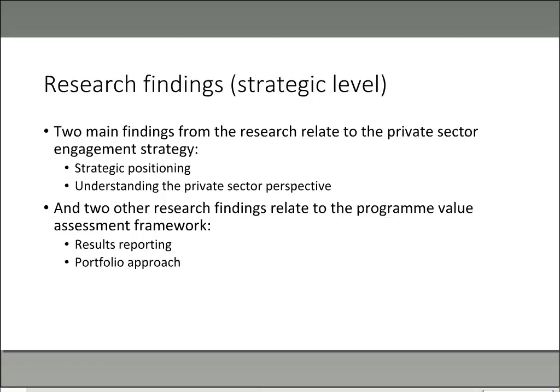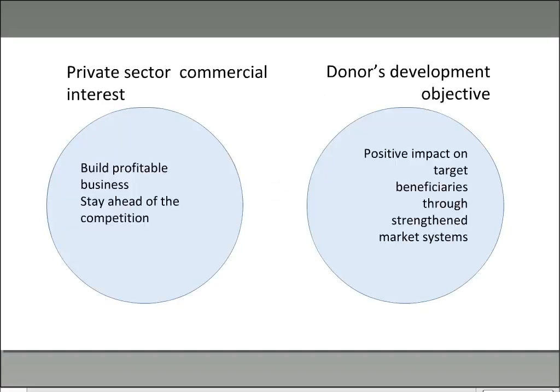The first concerns the strategic positioning. The starting point for market development programs is that poor people are excluded or significantly disadvantaged in markets. And this is the situation donors want to address. The poor people have unmet needs. And on the other side, private sector firms have the potential to offer profitable products or services that could answer those needs, but somehow or other the two are not coming together.